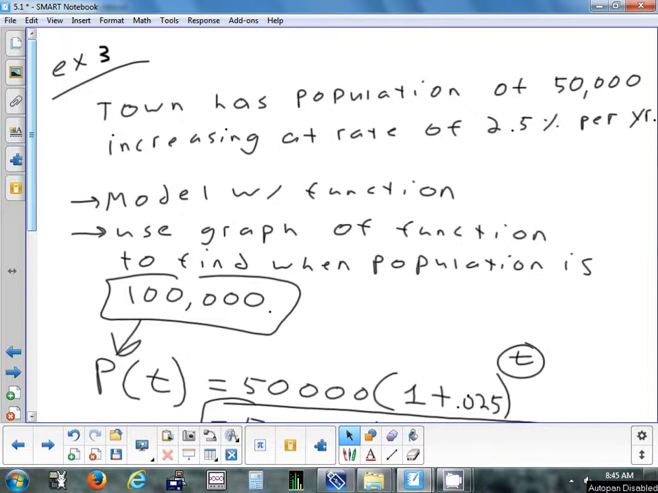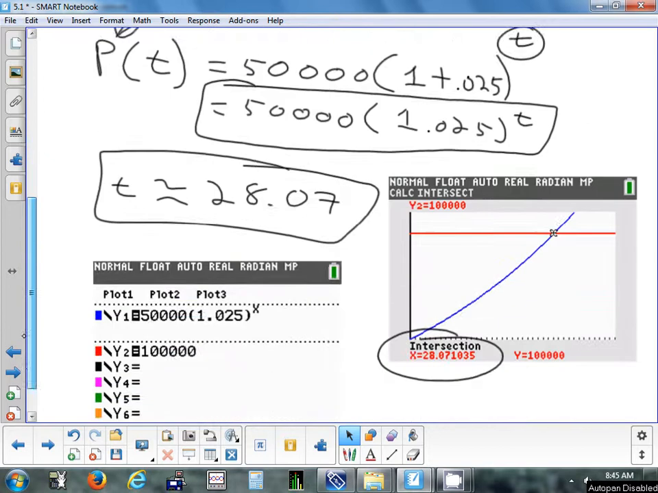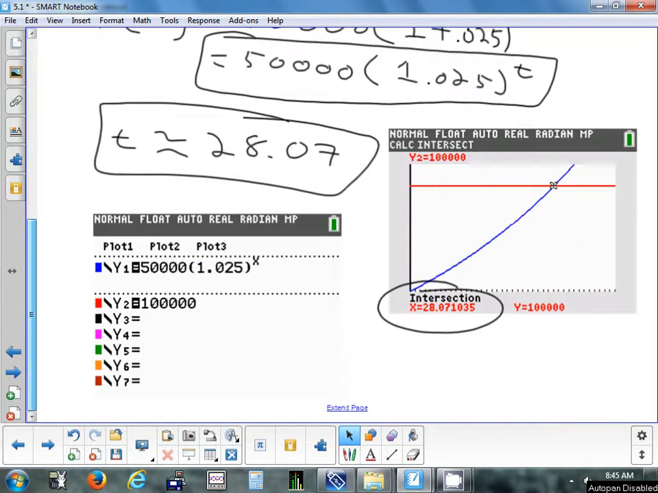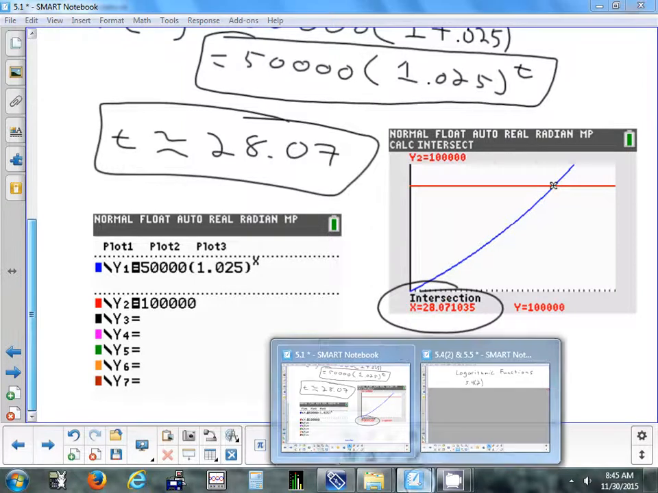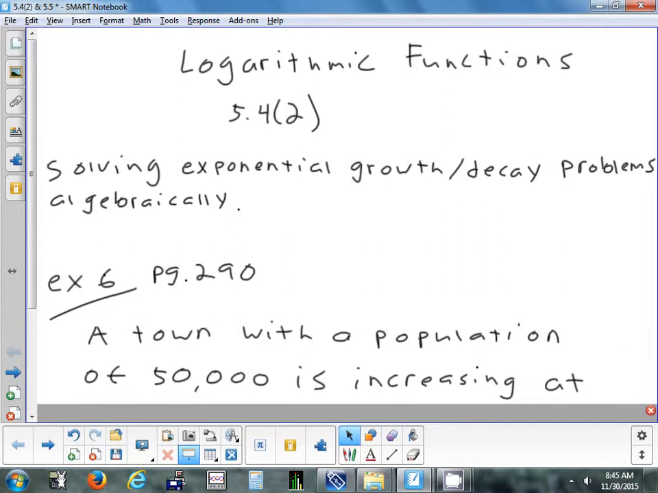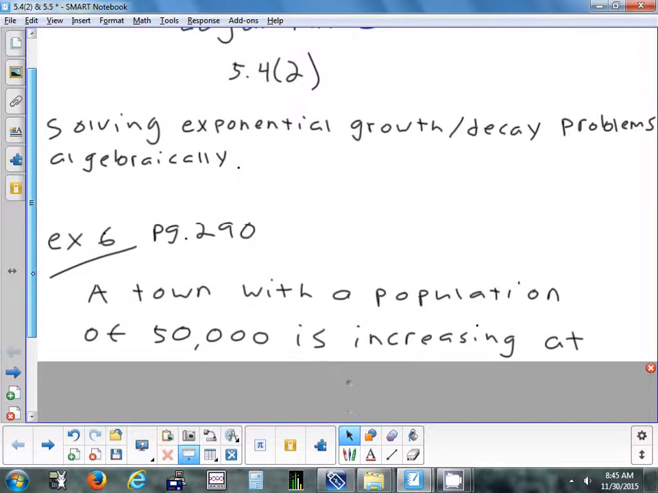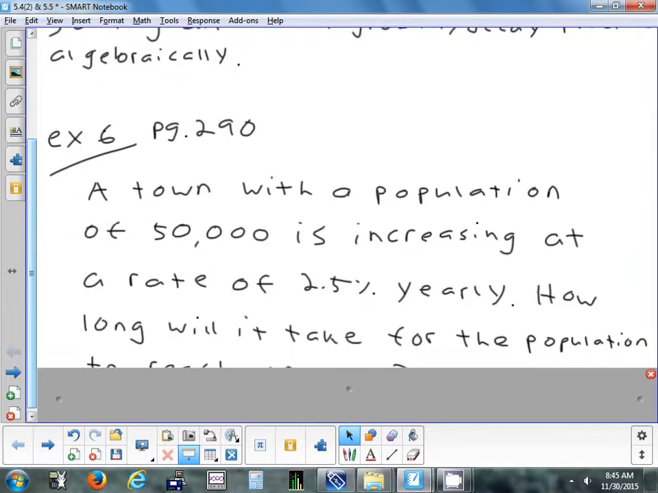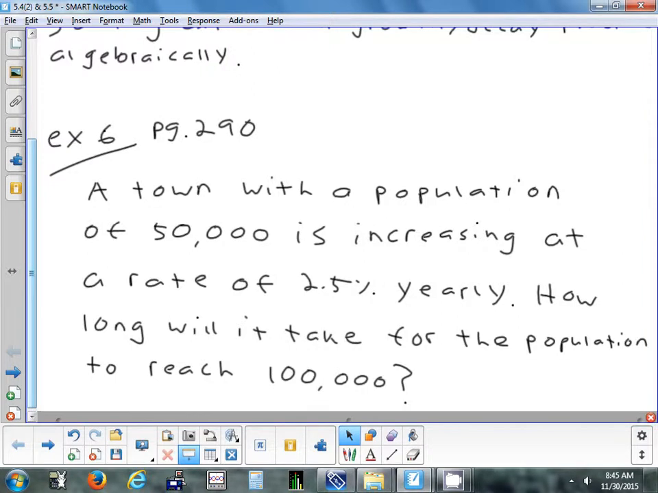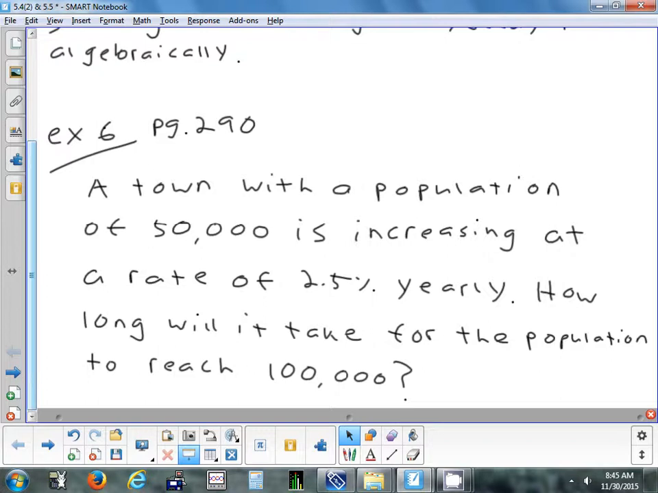Okay, so we did this problem where we had a population of 50,000 people going up at 2.5%. And the way we solved it to find when the population was going to hit 100,000 was graphically. We graphed 100,000, graphed the population, that's the blue line, and we calculated where it hits 100,000. Right? Now we're going to do basically the exact same thing, except we're going to try it without the calculator. We'll use algebra. Okay, so same problem. Population is 50,000. It's going to go up at 2.5% a year. How long does it take for the population to hit 100,000?